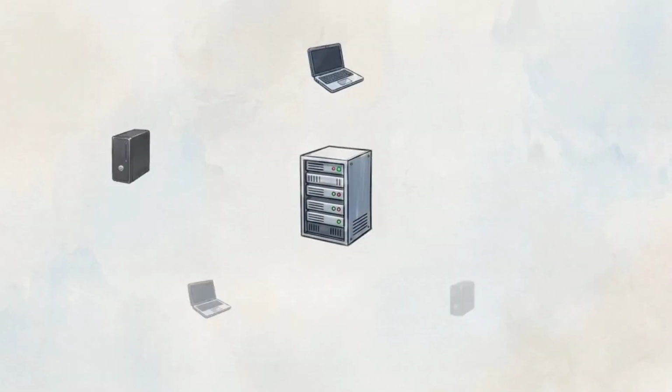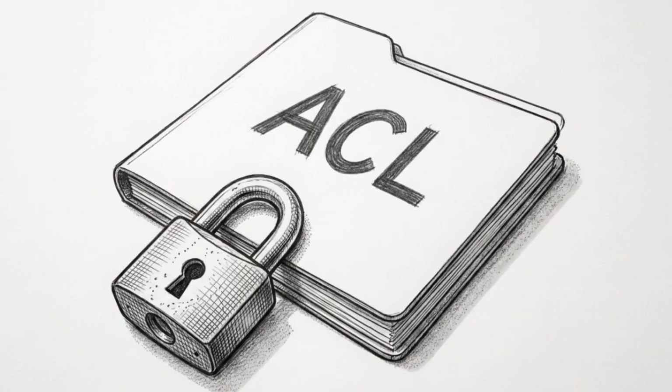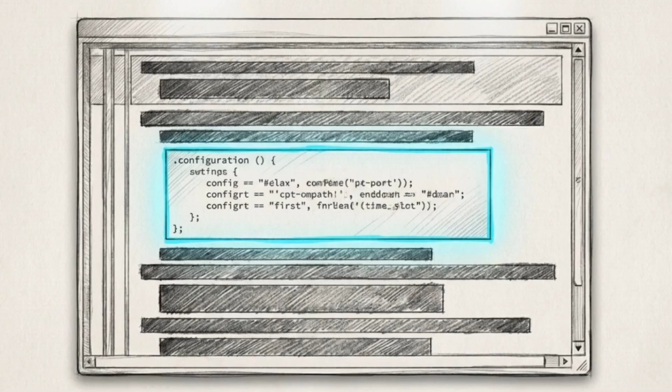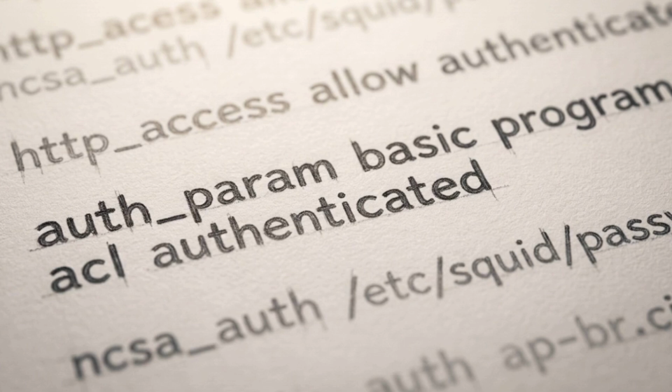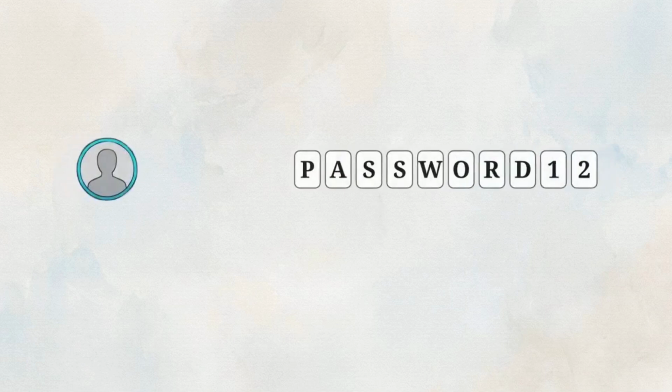Right now, anyone with your server's IP can use your proxy. To lock it down, we need to implement access control lists, or ACLs, to require a username and password. Back in the Squid configuration file, we add a specific block of text. We set the authentication program parameters and define a new ACL labeled Authenticated. To pair with these rules, we use the OpenSSL command in the terminal to generate a securely hashed password file, linking a username to the credentials.